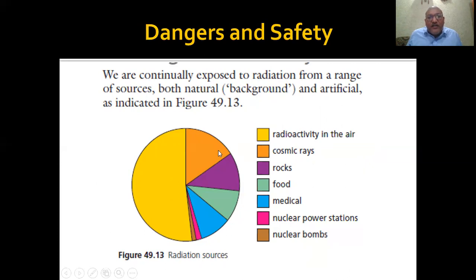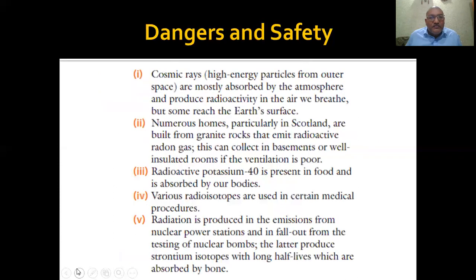We have cosmic rays, we have rocks which are giving out radiation, the food is giving out radiation, the medical equipment and medical procedures are giving out radiation. The nuclear power station, some radiation is coming from them, and nuclear bombs, nuclear testing, from there also the radiation is present all around. So you see, we have background radiation. The radiation is present around us all the time. These are the reasons we have already discussed in our first or second video.